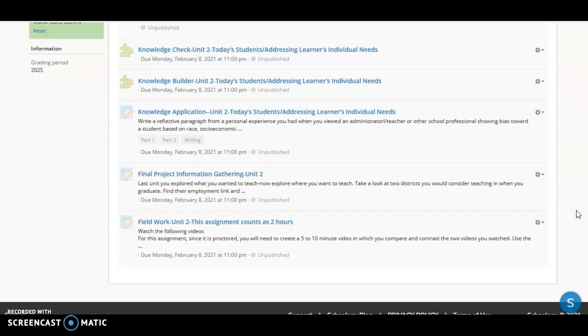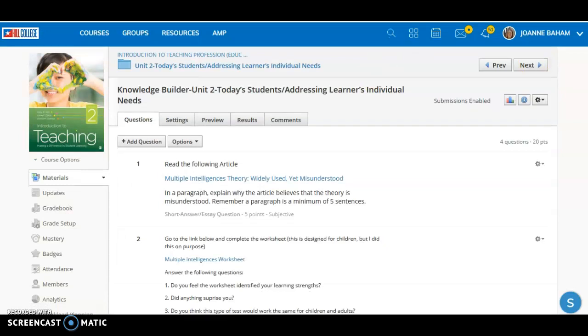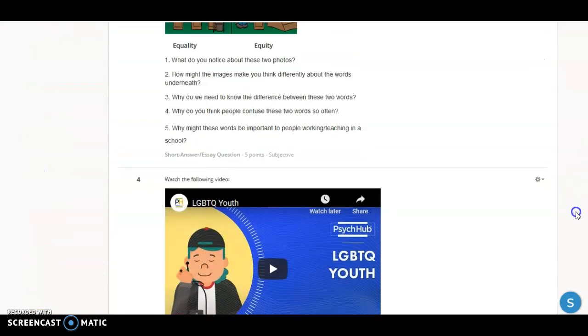So the knowledge check, as it was last unit, is a quick 10-question quiz regarding the chapters. This will have a little more detail to it. In Unit 2, the knowledge builder has several different assignments that you'll be working with.